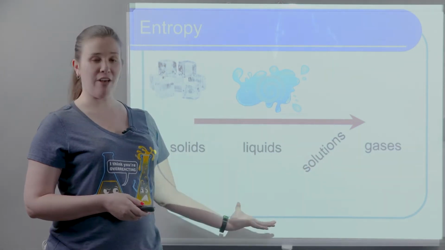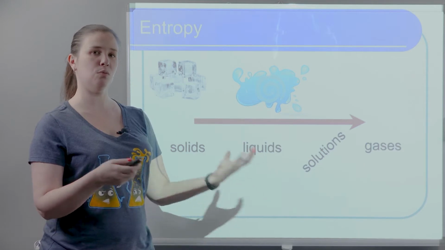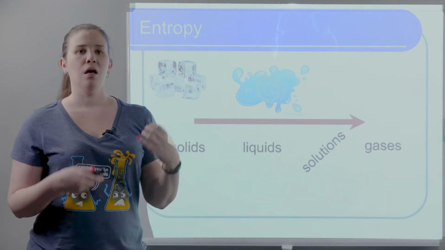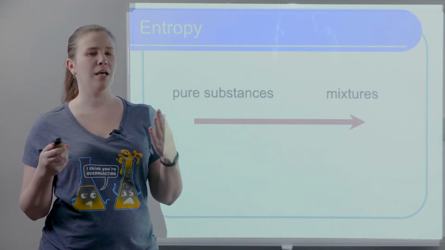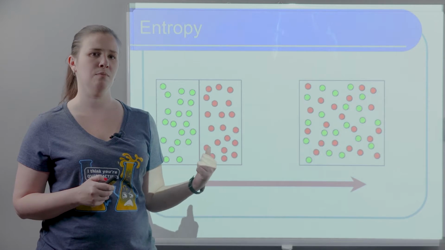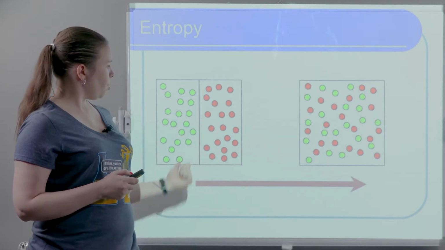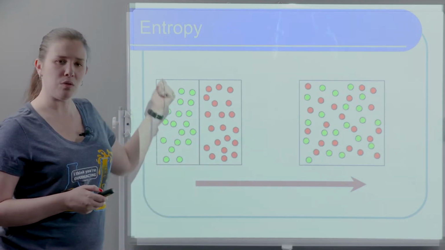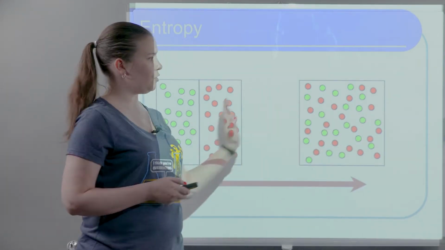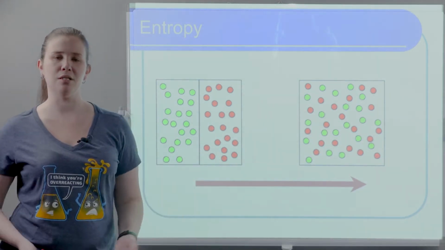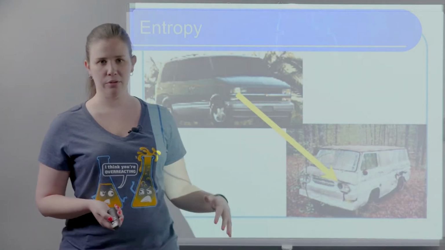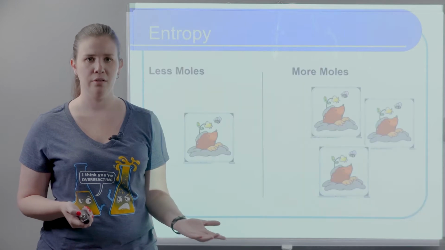They are in the same phase. Usually the solutions would be in an aqueous phase, so they would be similar to liquids. However, it is more chaotic to have a mixture than it is to have a pure substance. The organization of having something only with its own particles is preferable to having the mixture. So entropy would increase if you mix things together. It is more chaotic. Anything that's breaking down, you're going to increase the chaos.